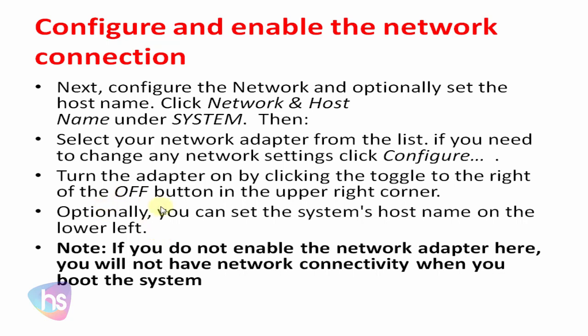To configure the network device, optionally set the host name: click Network and Host Name under the System section. Then select your network adapter from the list, and change any network settings in the configuration. Turn the adapter on by clicking the toggle button on the right side, which is off by default, and optionally you can set the system's host name on the lower left.